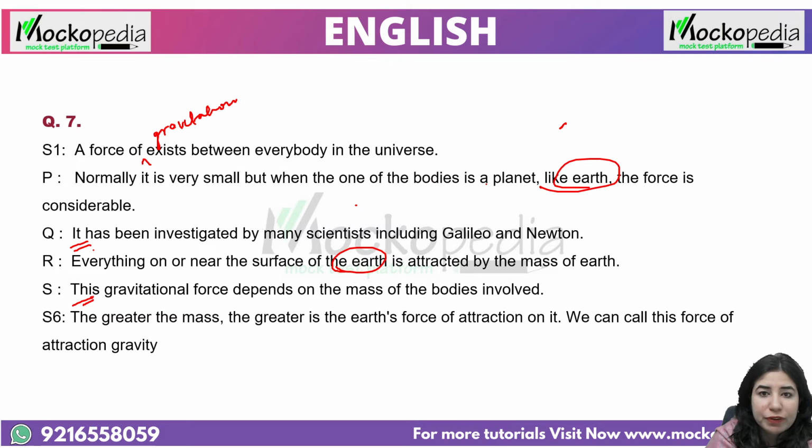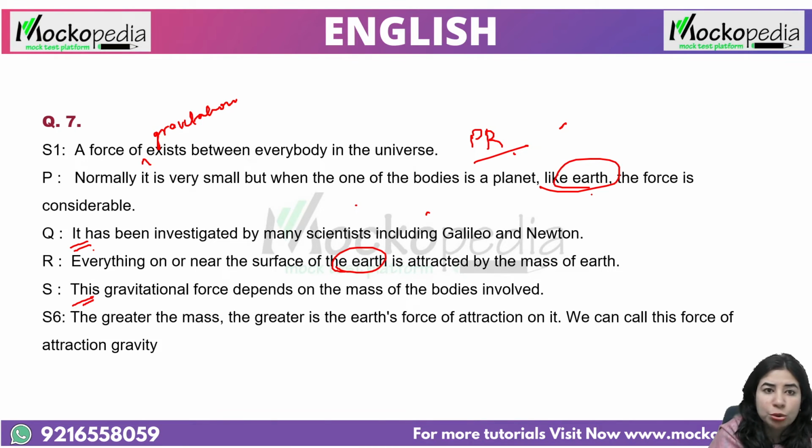Normally, it's very small. When one of the bodies is a planet like Earth, the force is considerable. So everything on or near the surface of the earth is attracted by the mass of the earth. So in the context of earth, the logic builds. So yes, P and R can form a mandatory pair, right? So we are going to see the clues. Of course, you first discuss about earth, then you go somewhere else, you come back to earth. So this is going to make the discussion go haywire.